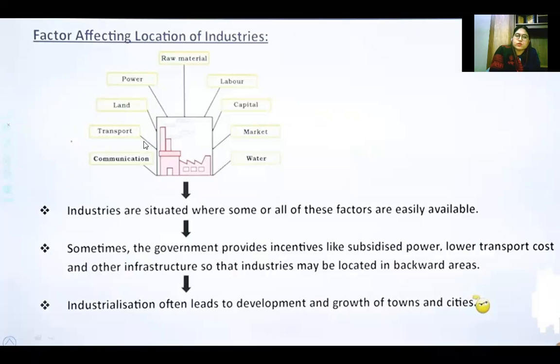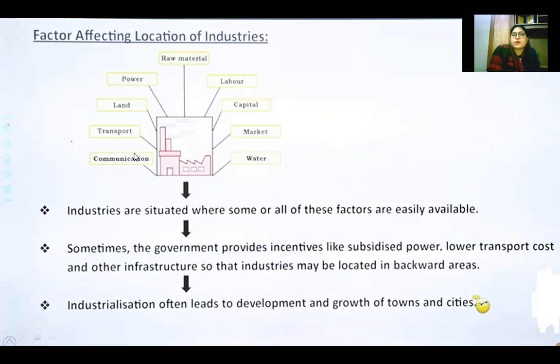Then water also, you know that water is something which is required by most of the factories. Most, we cannot say most, you can say 100% of the factories, they require water. Okay, for the washing purpose or any process, you cannot imagine anything without water. So water is also a very important factor. So all these factors, I hope I have explained you nicely.